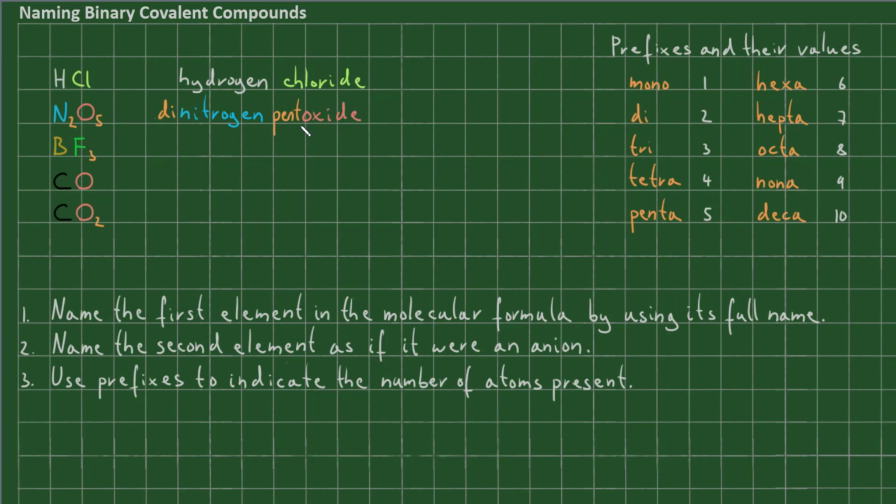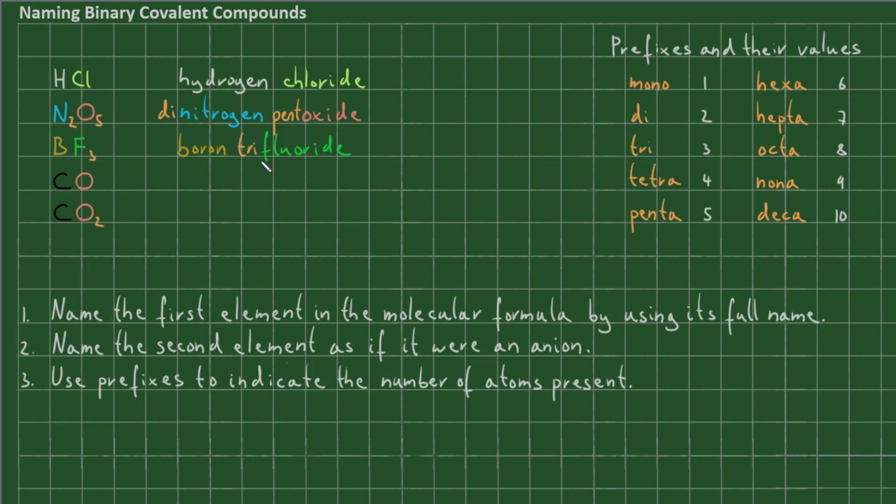Note that in order to avoid awkward pronunciations, we often drop the final A or O of the prefix. So rather than having pentaoxide, we have just pentoxide. Let's look at the next formula. It is BF3. So I can already write boron fluoride. There are 3 fluorines, so this is actually trifluoride.